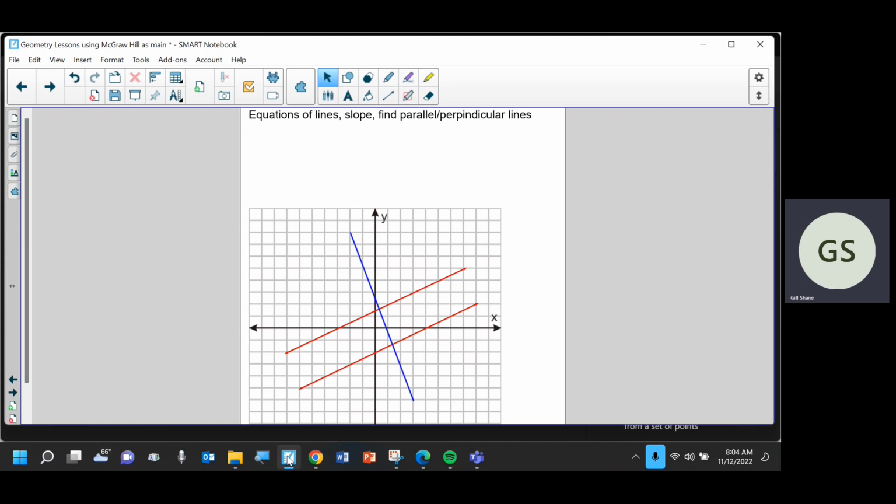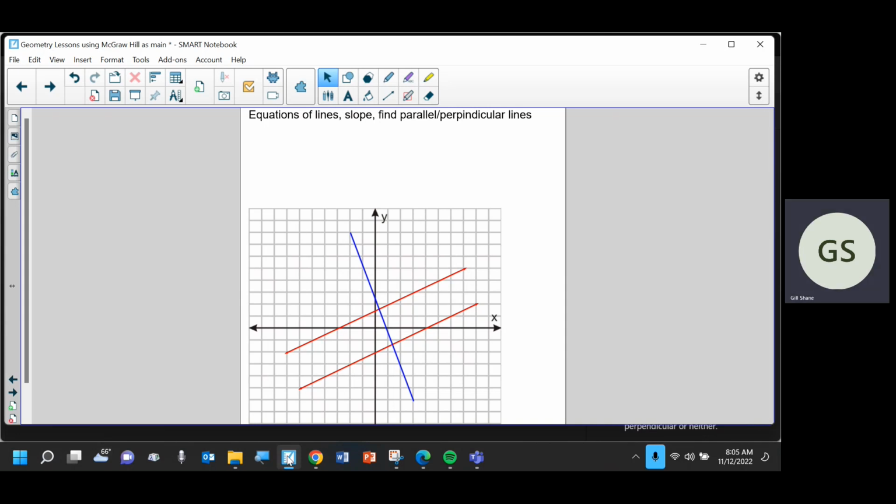They might give you four ordered pairs. They'll tell you which two lines it forms, and then they'll ask you, are these two lines perpendicular? Are they parallel? Are they neither? So the first thing we need to talk about is slope, because slope is how you determine if two lines are parallel or perpendicular or neither.